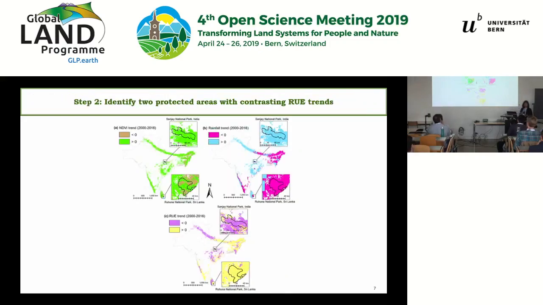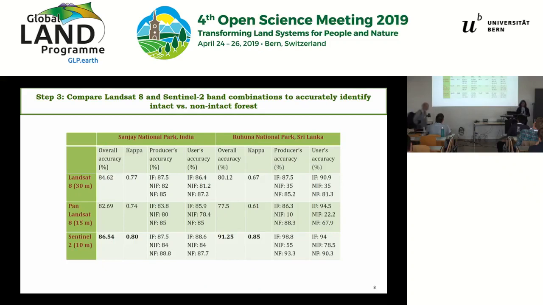In step 2, we dive a little deeper, and we focused on protected areas which are showing different trends in rainfall adjusted NDVIs, so we can identify what's actually going on at a much finer spatial scale. For that, we picked one national park, SNP in short, in India, and another national park, RNP in Sri Lanka. As you can see, they show very different trends in NDVI, very different trends in rainfall, and as a result in RUE or rain use efficiency. Then in step 3, we are looking at a much finer scale when compared to 1 kilometer.